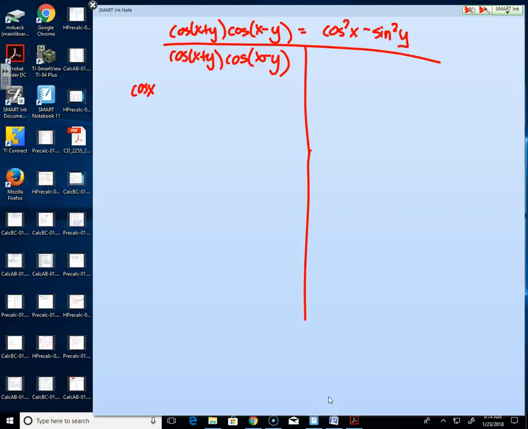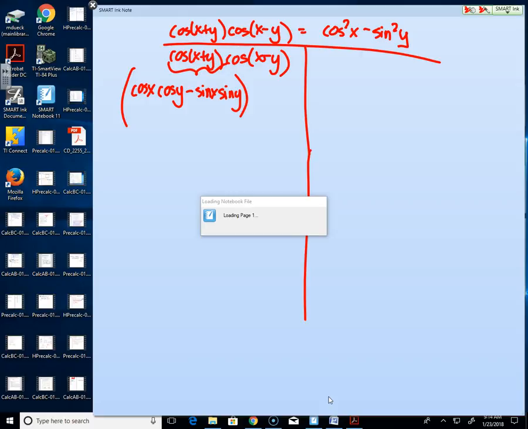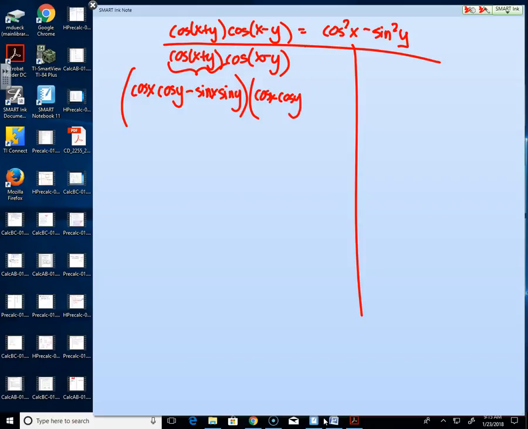So it's cosine x cosine y, sign change, minus sine x sine y. That's this guy. And this guy is going to be cosine x cosine y plus sine x sine y. I'm going to run out of room, so some of you do this in your notes too. It's okay, no judgment. It's disgusting, it's awful. It's a difference of squares: a minus b times a plus b.